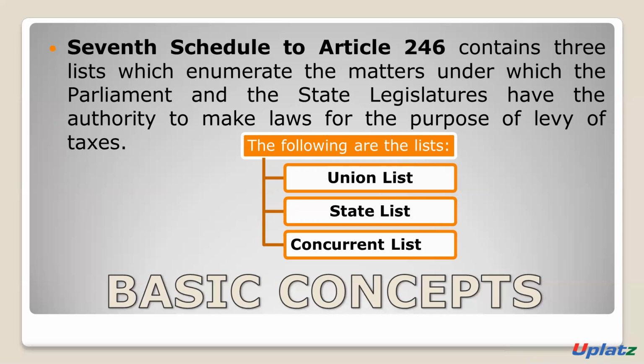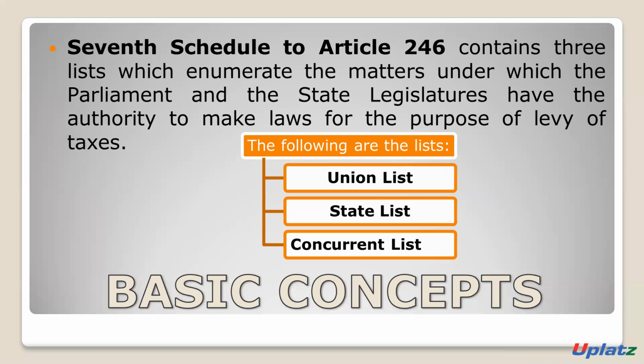There are three lists, and these three lists contain the matters in respect of which the Parliament and the state legislature have the power to draft laws. Number one is the union list, number two is the state list, and number three is the concurrent list. These lists contain the matters in respect of which the central government, meaning Parliament, and the state legislature have the power to make laws.